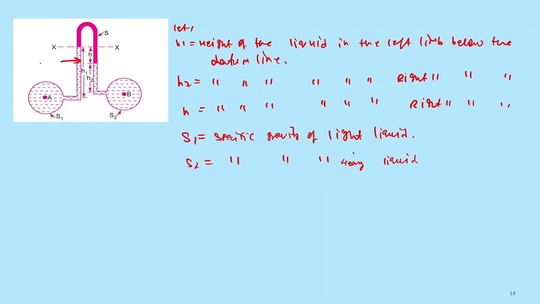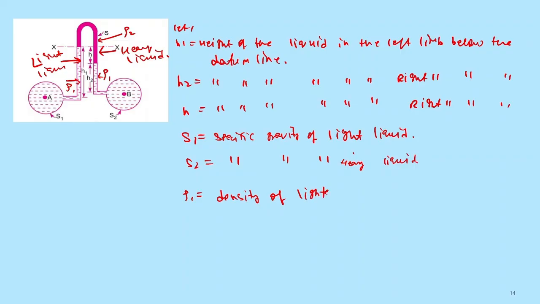Here this is the light liquid, and this dark pink is the heavy liquid. The density for this light liquid and this liquid is the same, but for this liquid the density will be something else. So we can say that rho 1 and rho 2. Rho 1 is the density of the lighter liquid, and rho 2 is equal to the density of the heavier liquid.